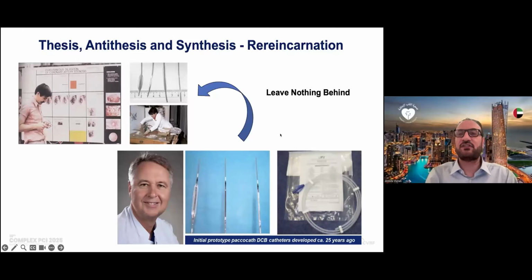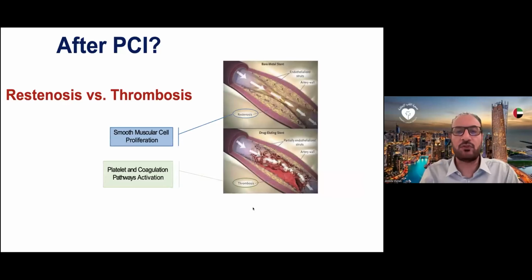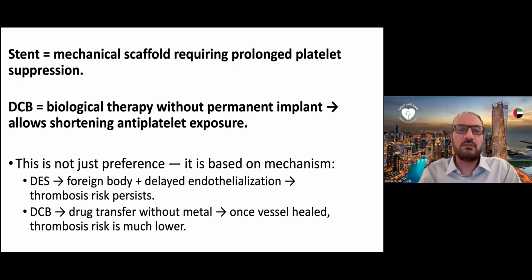So thesis, antithesis, synthesis, and we've gone back to trying to keep the biology. There is injury, we modify the injury, and we let the injury heal in the right way, without having a foreign body. That's what the aim is most of the time. And after PCI, we have a problem nowadays with two things happening with the current practice. We have stenosis and we have thrombosis, and that's because of having a foreign body there with the antiplatelet medication. So DCB is a biological therapy without permanent implant, allowing shortened antiplatelet exposure. A stent is a mechanical scaffold requiring prolonged therapy, and for reasons already mentioned.